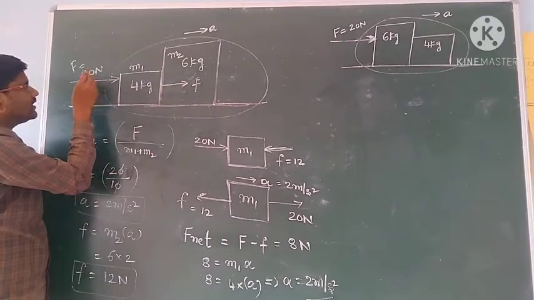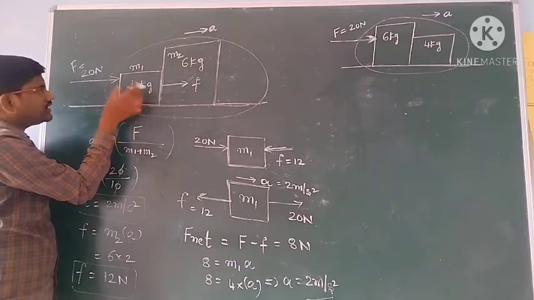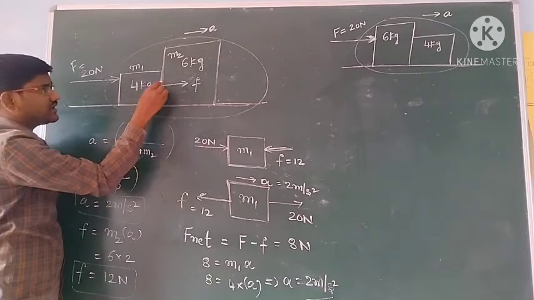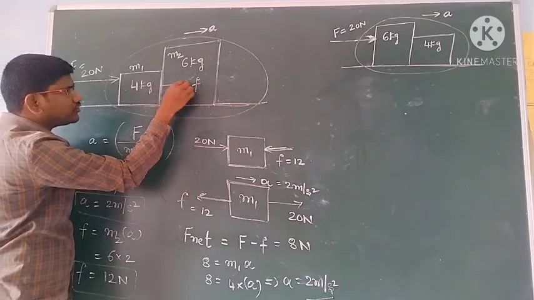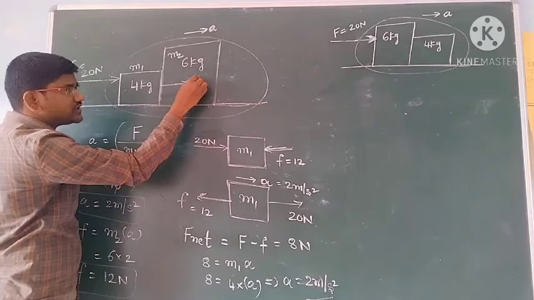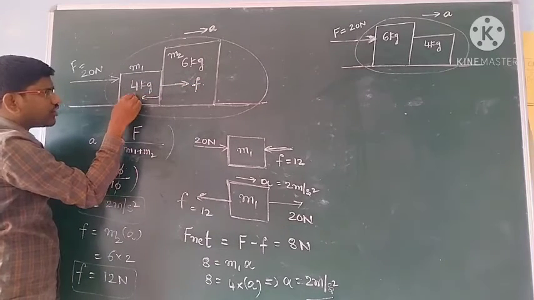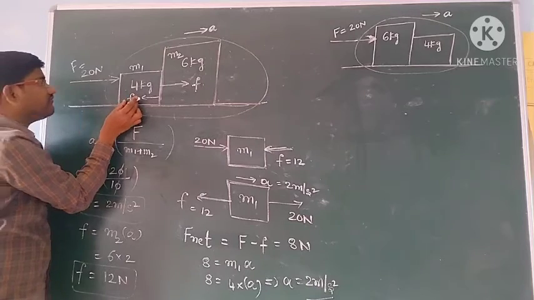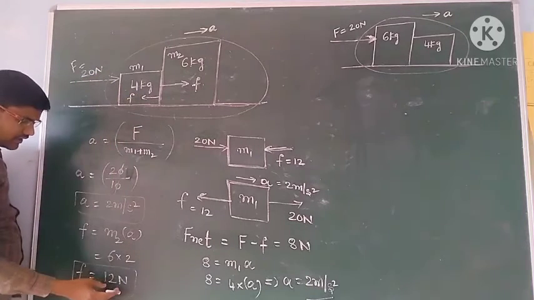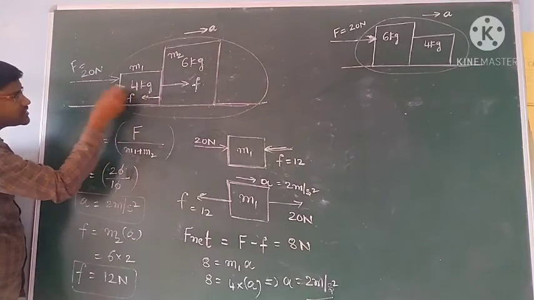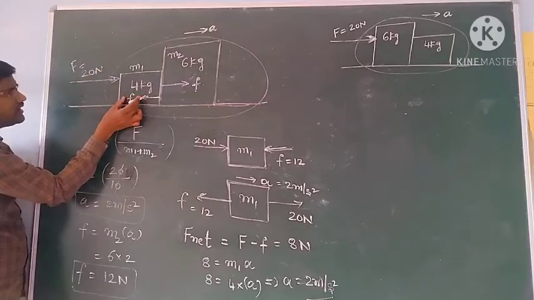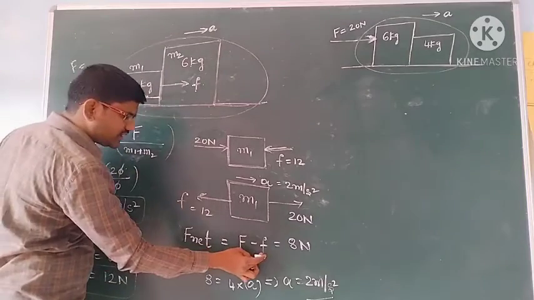So see, we are applying 20 newtons on it. The 20 newtons is not fully utilized, because this M1 is pushing this with the force F. It will try to stop it with the same force F, but this F will be less than 20. This F I already got as 12 newtons. So this is 12 and this is 20. 20 minus 12.